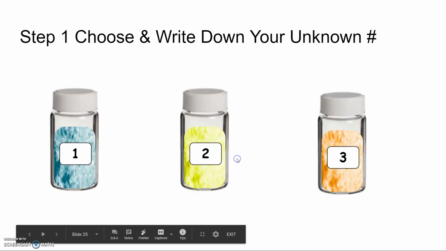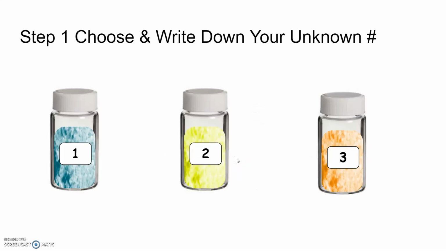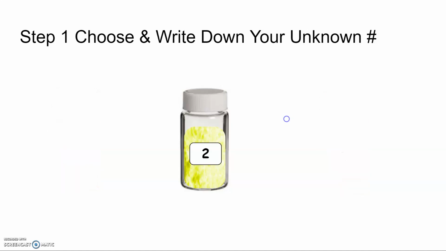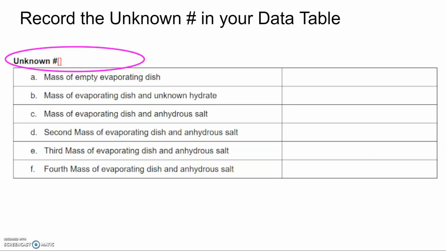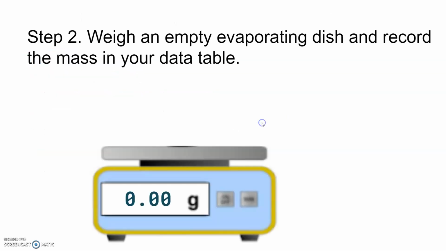Okay, so your first step is to choose and write down your unknown number. And I should mention, by the way, that while you're watching this video, you are recording data in your lab document. All right, so coming back to step 1, you're going to choose and write down your unknown number. And since you're watching this video, you must have chosen unknown number 2. You're going to record that here in your data table, inside the red brackets.